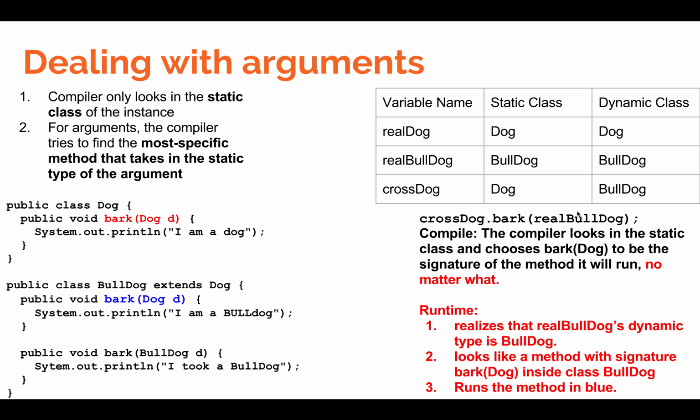Does it check real bulldog's static type or dynamic type? Okay, so here's the thing. It never checks real bulldog's dynamic type. So here's a fun fact. The parameters that you pass in, the arguments that you pass in, their dynamic type simply does not matter. It doesn't matter at all, ever. Dynamic method selection takes place on the caller instance, only on this guy. The argument, it doesn't matter.